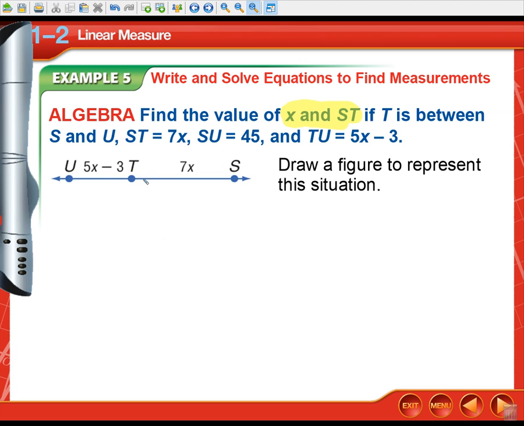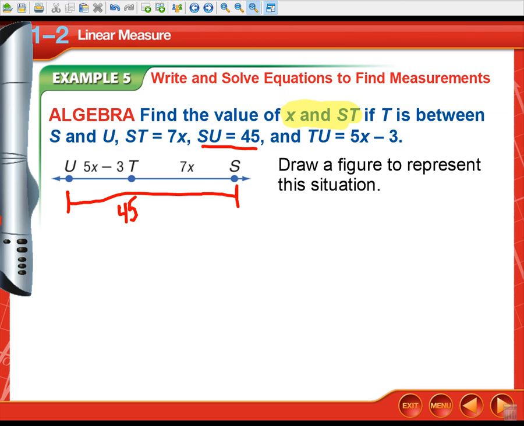Now, there's only one thing here that they have not labeled. They have not labeled what the full thing SU is. They did give it to us, so that's where I found it. But they didn't label that on the picture, so I thought that was kind of messed up of them. But we'll throw it in there.